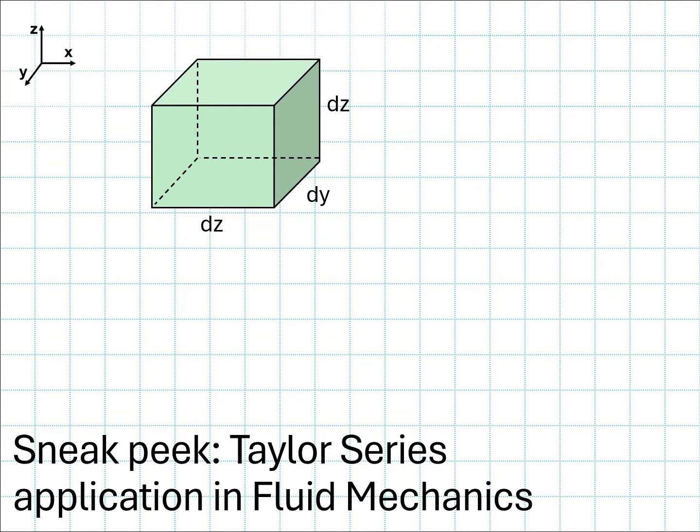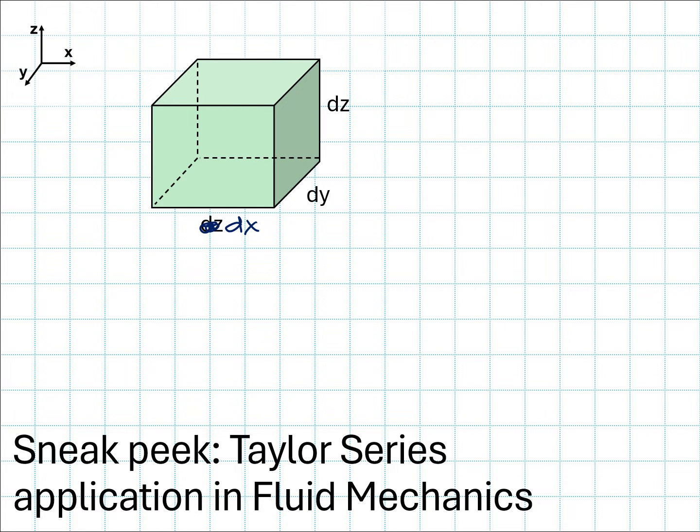So let's do a quick sneak peek at how we can apply the Taylor series expansion to fluid mechanics. In this example, let's say that we have a flow that is moving through this domain shown here. I've just shown it as a 6-sided cube, and each side of my cube has an infinitesimal length in the space x, y, and z. Oops, I see a mistake right here. This should be dx, not dz. Right, so my lengths are dx, dy, dz.